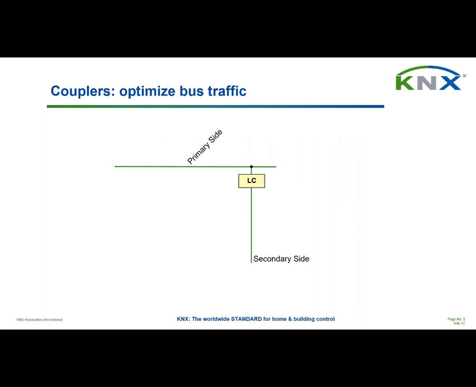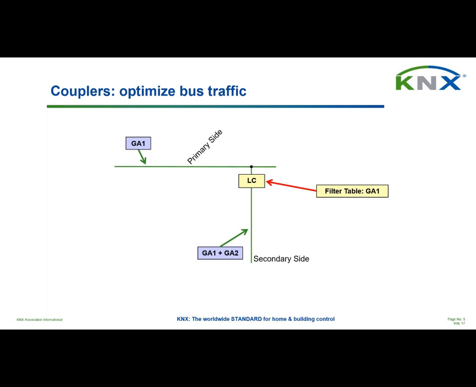What is actually the role of a coupler? That's what I tried to illustrate here. Let's consider this line coupler, where we see the primary side and here the secondary side. Let's consider that on the primary side there is a collection of devices that are represented by group address 1. And on the secondary side we have a number of devices that are represented by group address 1 and group address 2.